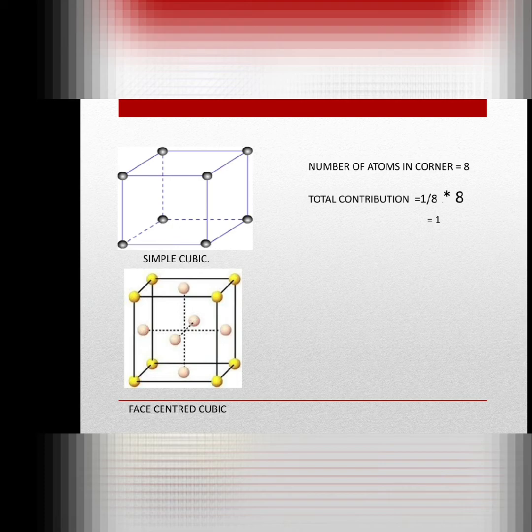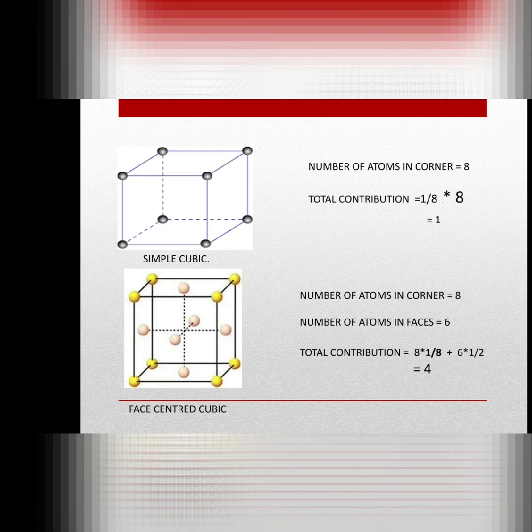Now consider a face-centered cubic system. In the face-centered cubic system, the number of atoms in the corner position is equal to 8 and per atom contribution is 1 by 8. Now the number of atoms in the face position is equal to 6. So the total contribution is equal to 8 into 1 by 8 plus 6 into 1 by 2, 1 by 2 because a face-centered atom is shared by another unit cell. So the total number of atoms in a face-centered unit cell is 4.